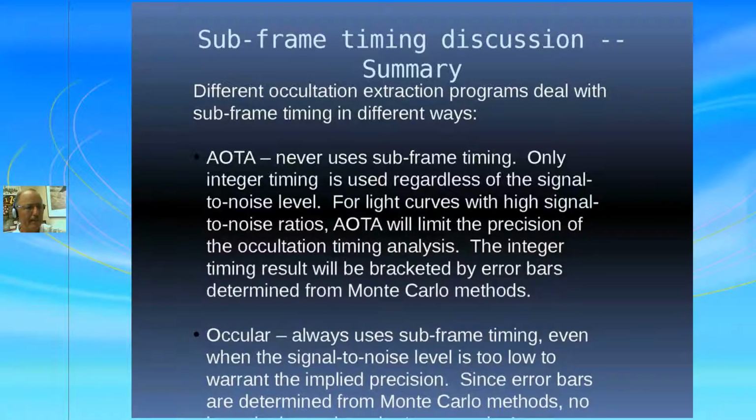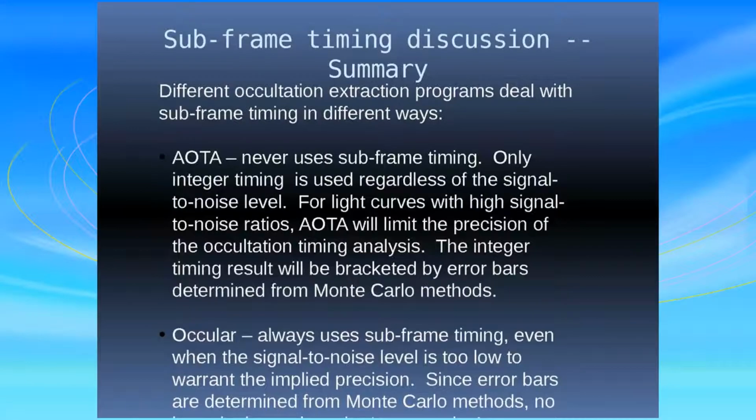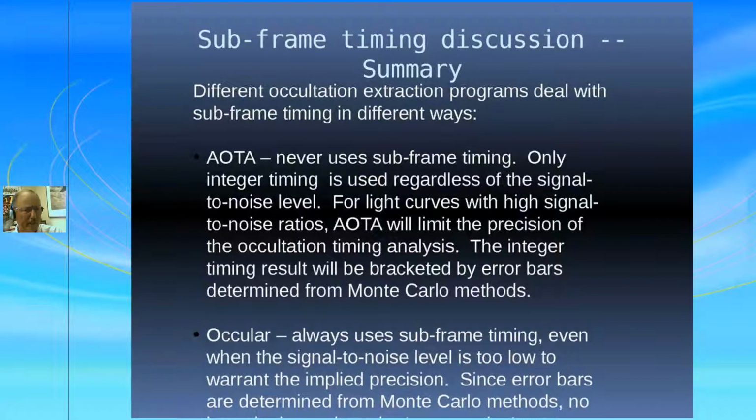Currently, different occultation extraction programs deal with subframe timing in different ways. For example, Iota never uses subframe timing, only integer timing, regardless of the signal to noise level. So for light curves with high signal to noise ratios, Iota will limit the precision of the occultation timing analysis. And the integer timing will be bracketed by error bars determined from Monte Carlo methods.